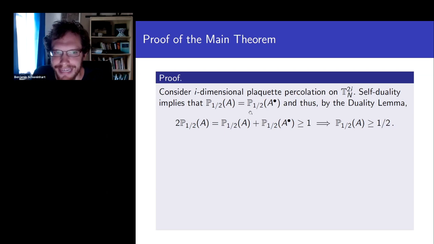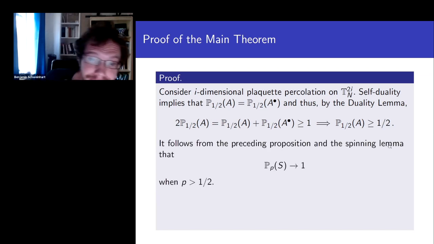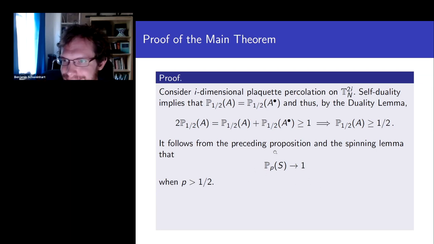Okay, so we have to have at least one giant cycle in either A or A bullet, because the number of giant cycles in each has to add up to the total number of giant cycles. And since they have the same distribution, that tells us that our probability that we have at least one has to be greater than 1/2. Then we can apply the preceding proposition to say that if P is greater than 1/2, the probability of getting all giant cycles goes to 1. So we get that sharp phase transition.